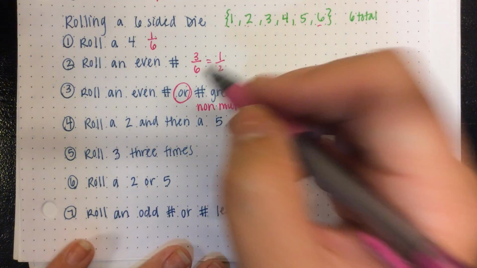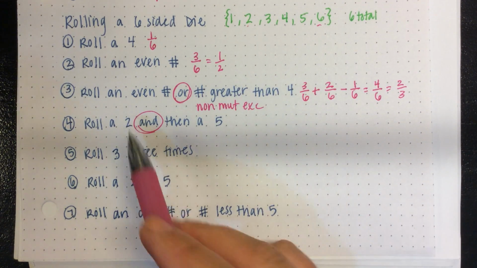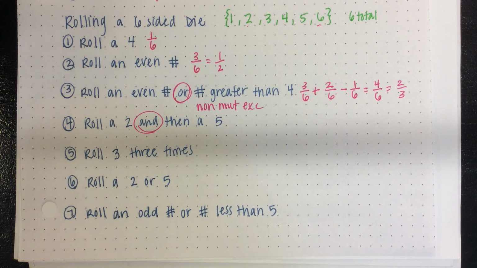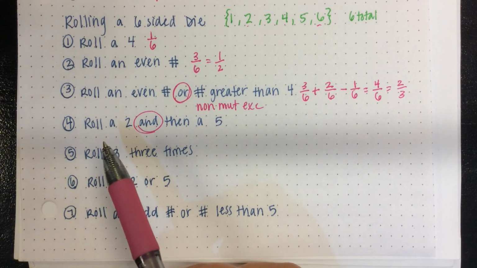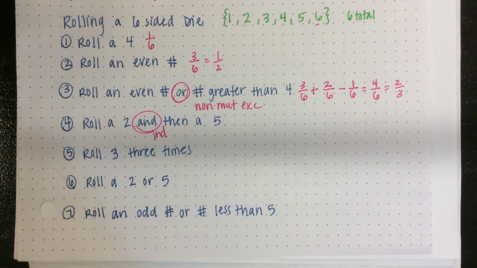All right, rolling a 2 and then a 5. So this is "and," right? I'm going to multiply. Now, when I roll a die, I'm not going to be able to roll a 2 and then take the 2 out because it's changing the die, right? I'm still going to have a 6-sided die. So if I'm rolling a die, just like flipping a coin, it's always independent. It's never going to be dependent.